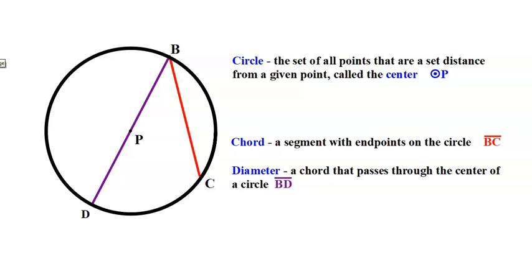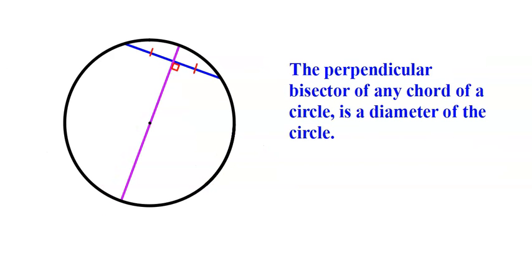All right, so a couple things about chords. Number one, the perpendicular bisector of any chord of a circle is the diameter of the circle. So here we see this purple line is perpendicular to my blue chord, and it also bisects the blue chord, and you notice it goes through the center of the circle. Anytime you have a perpendicular bisector for a chord, it will go through the center of the circle because it's a diameter.